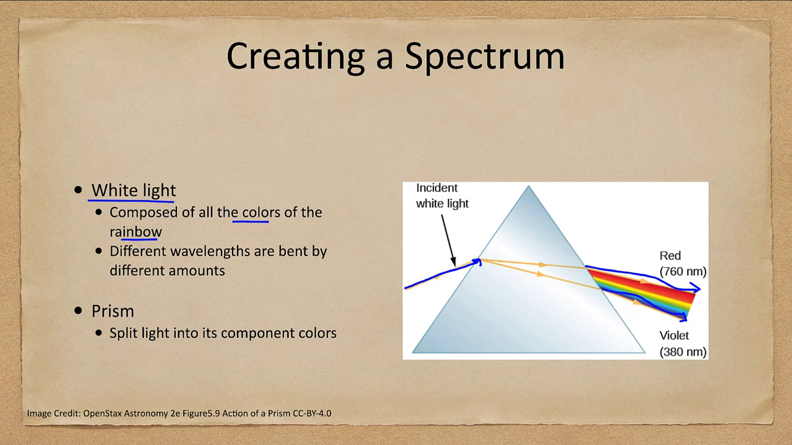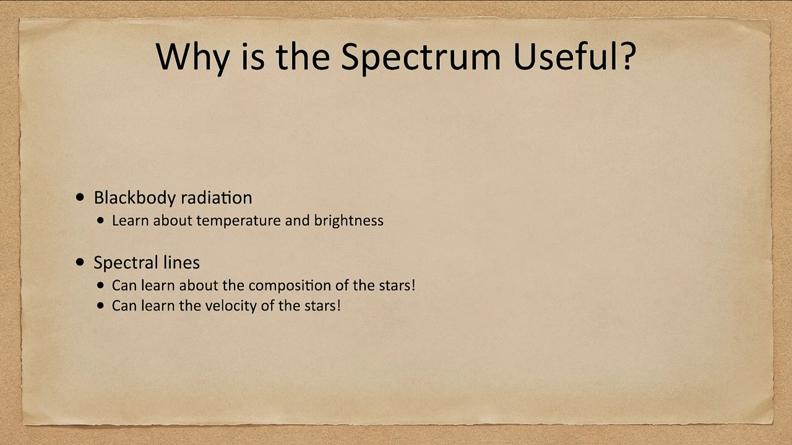Now, why is this useful? What is useful about it? Well, first of all, we talked about black body radiation in a previous lecture. There we learned about the temperature and the brightness. Those are the two things we talked about.